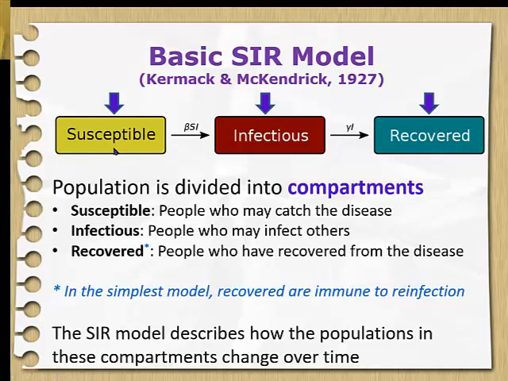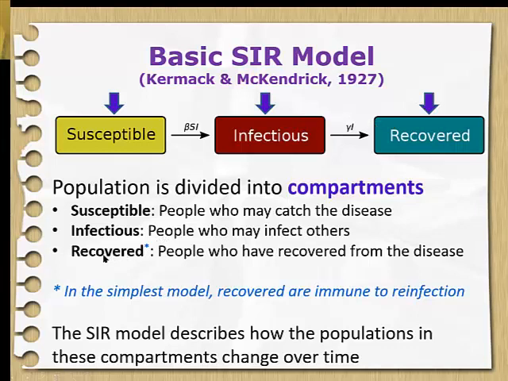Now, over the course of time, susceptible people may become infectious as they contact infectious people. And this beta SI expresses the rate at which susceptible become infectious. This gamma I specifies the rate at which infectious people recover. The infection may last 5 days. So after 5 days, people recover.